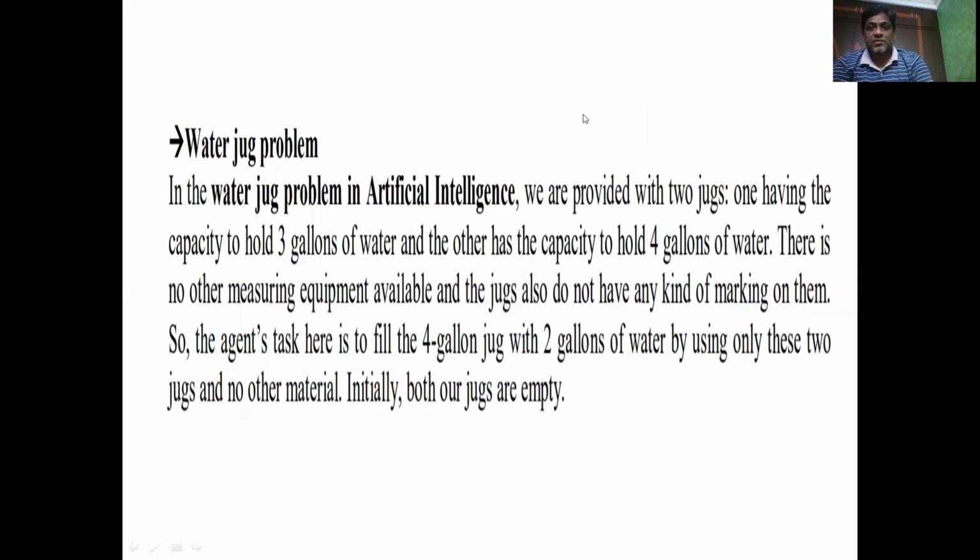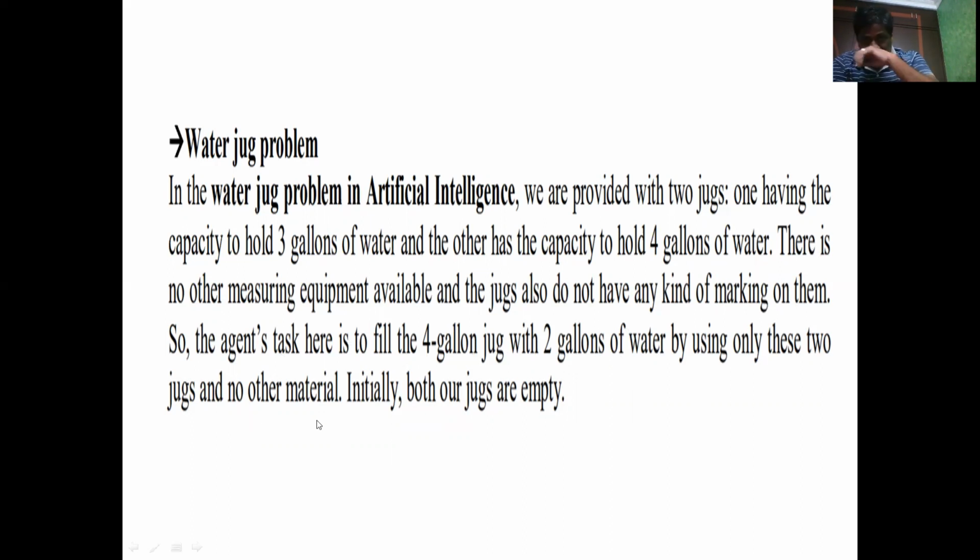Let us consider a simple problem to understand the state space concept. The water jug problem is a well-known artificial intelligence problem where two jugs are provided, one with a capacity of 3 gallons of water and the other with a capacity of 4 gallons of water. There is no measuring equipment available, and the jugs do not have any kind of marking on them.